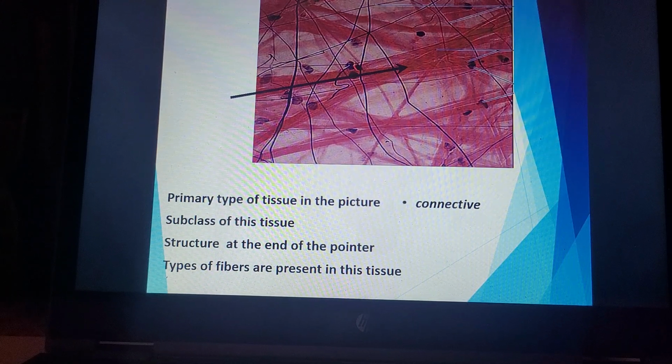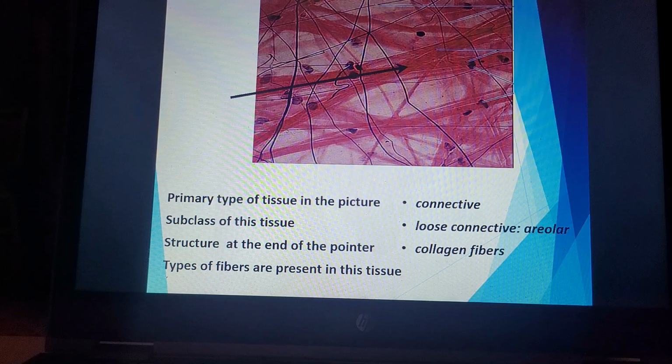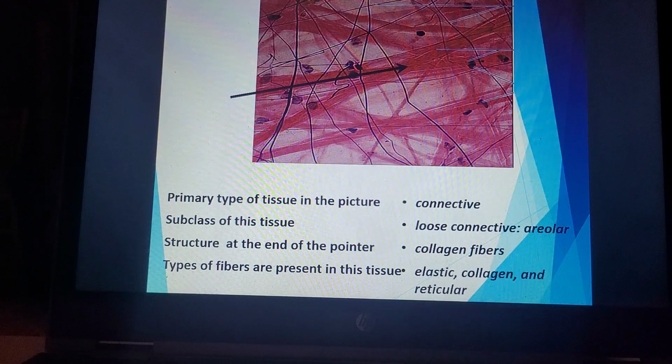Primary tissue type. Connective. Subclass. Loose connective areolar. Structure at the end of the pointer. Collagen fibers. Types of fibers present in the tissue. Elastic, collagen, and reticular. Gave you a few more seconds for that one.